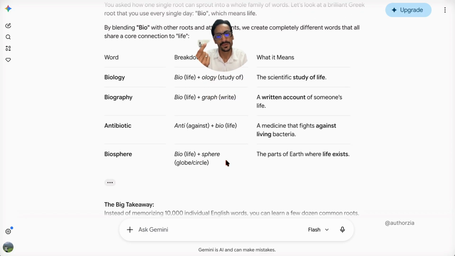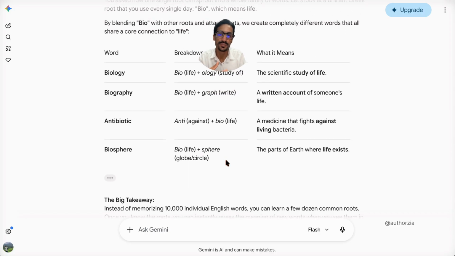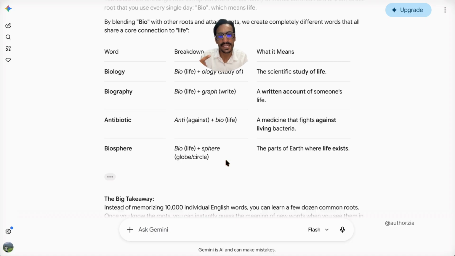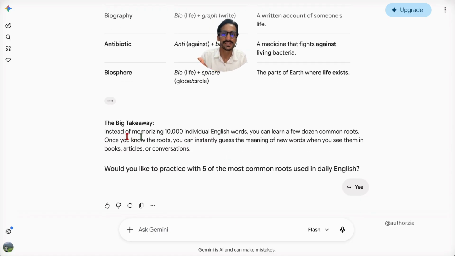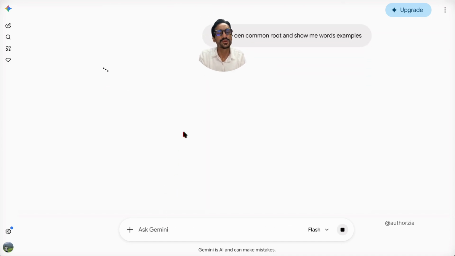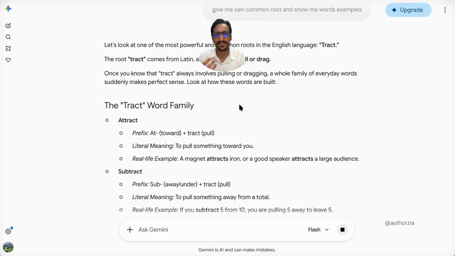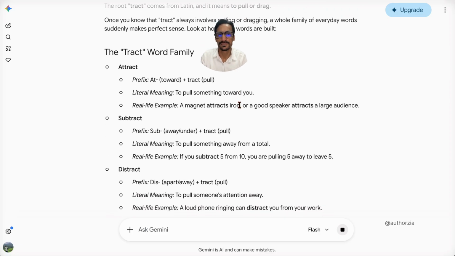So you see, if you know the root word bio, you will be able to make sense of a lot of words. Even if you have not heard them before, you can make a guess at least. So instead of memorizing 10,000 individual English words, you can learn a few dozen common root words. Let me ask, give me one common root and show me word examples. And you will be surprised to know there are many common words that we are using in day-to-day life that have root in the past.